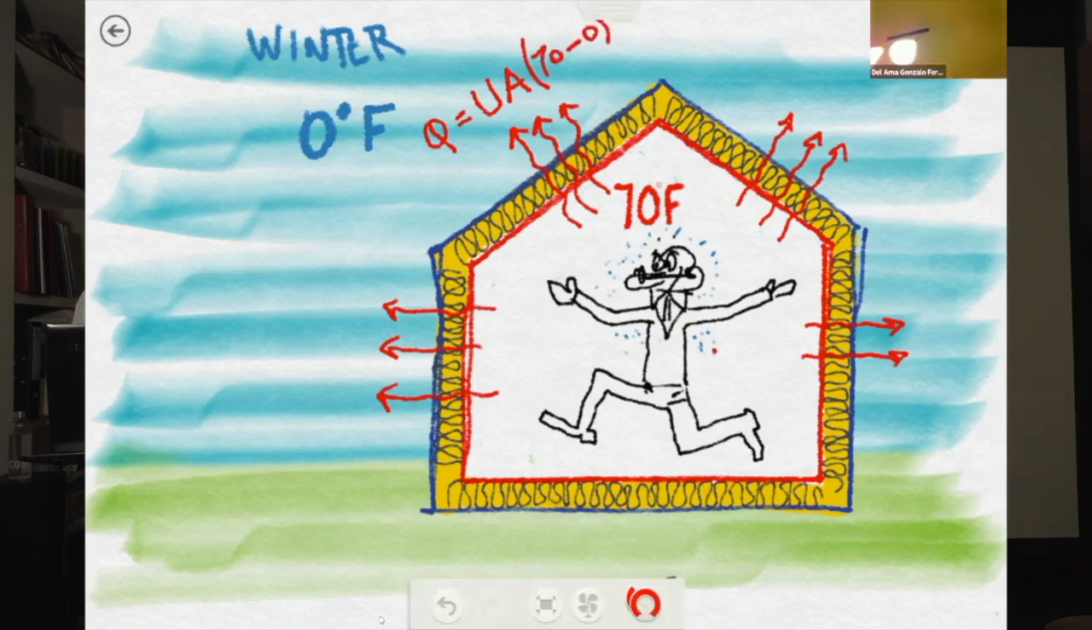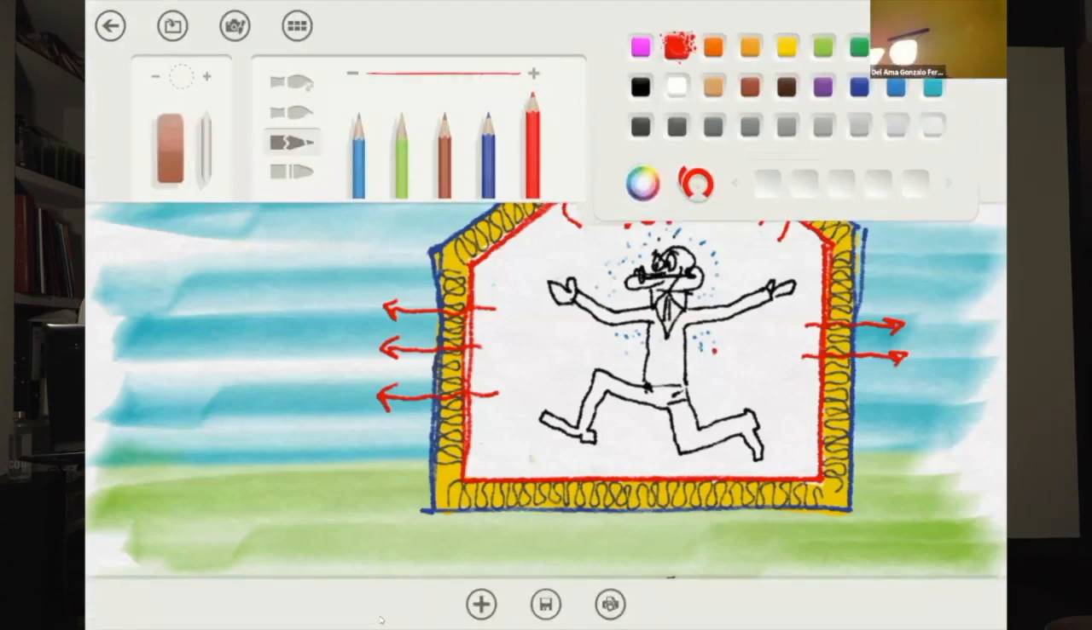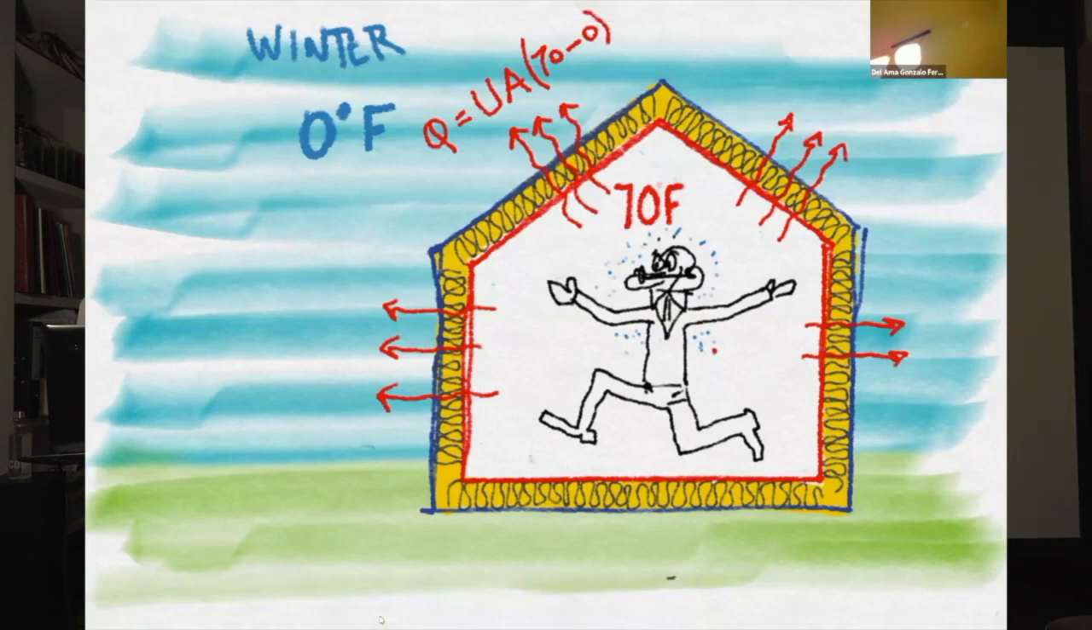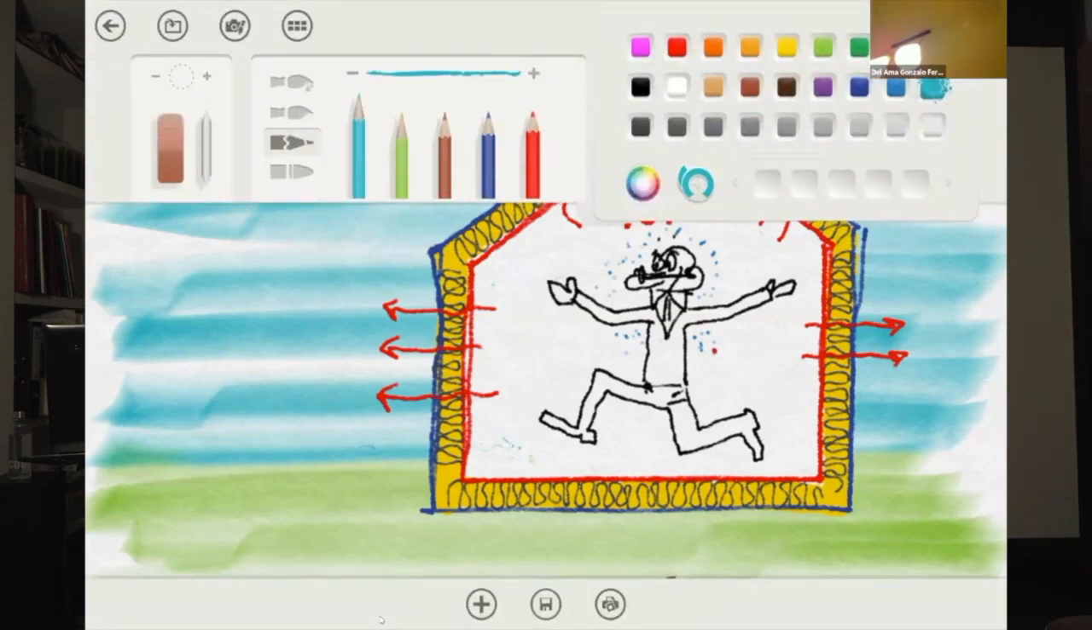So we have U, we will explain what the U value is. A is the area, and 70 minus 0 is the indoor minus outdoor temperature. Okay? So this is something that we have to understand. We lose heat by conduction in winter. What else do we have?